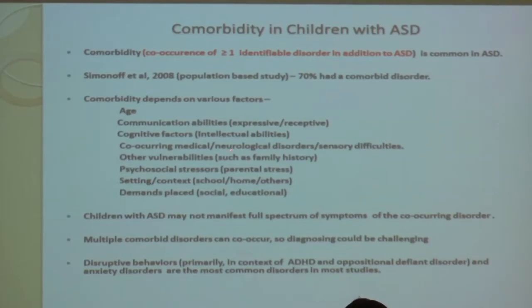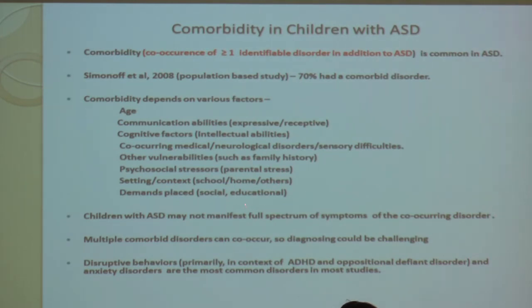Co-occurring medical conditions, such as gastrointestinal problems, endocrine problems, neurological disorders such as seizure disorders, and sensory difficulties, can also affect the comorbid conditions. And then, if there's a family history of psychiatric disorders such as anxiety disorders or mood disorders, that can also make the child more vulnerable. Psychosocial stressors such as parental stress, which is very common, can also affect the child and lead to the development of comorbid conditions. And then the setting and context, where the symptoms are occurring or where they are being seen more frequently, is another factor.